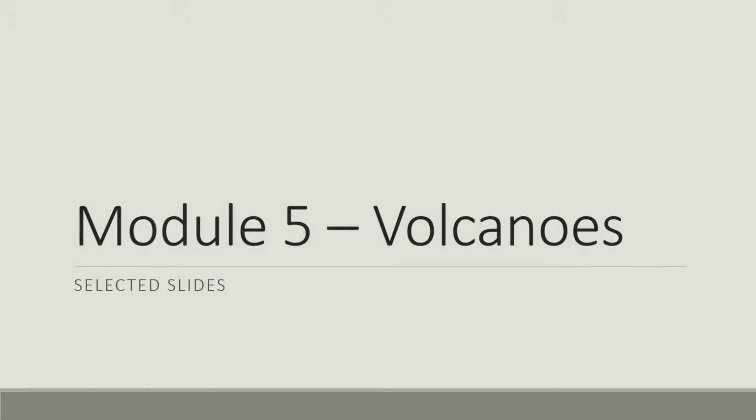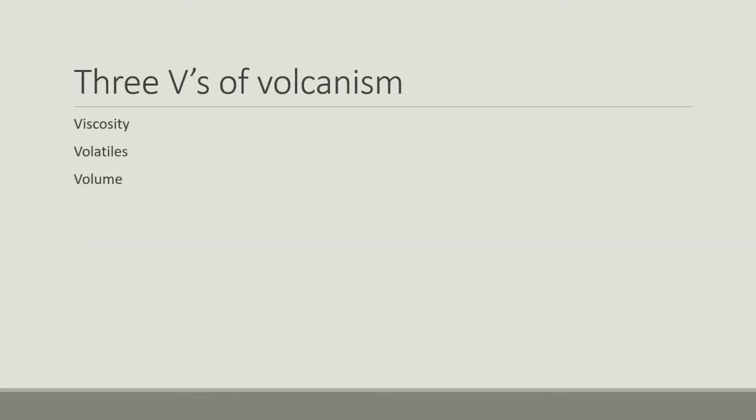And so we're looking at volcanoes and tsunami, and these slides are going to focus on some key things for volcanoes. One of the things that's really important when we look at a volcanic eruption is what they call the 3 V's of volcanism: viscosity, volatiles, and volume.